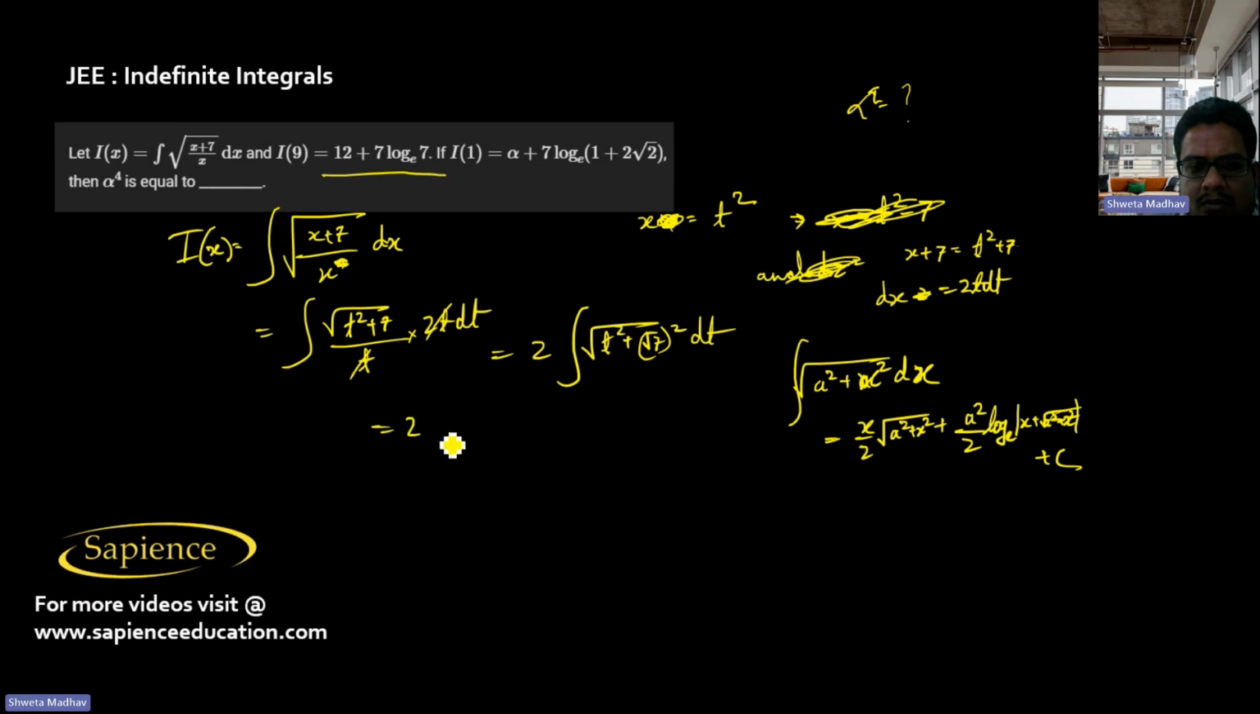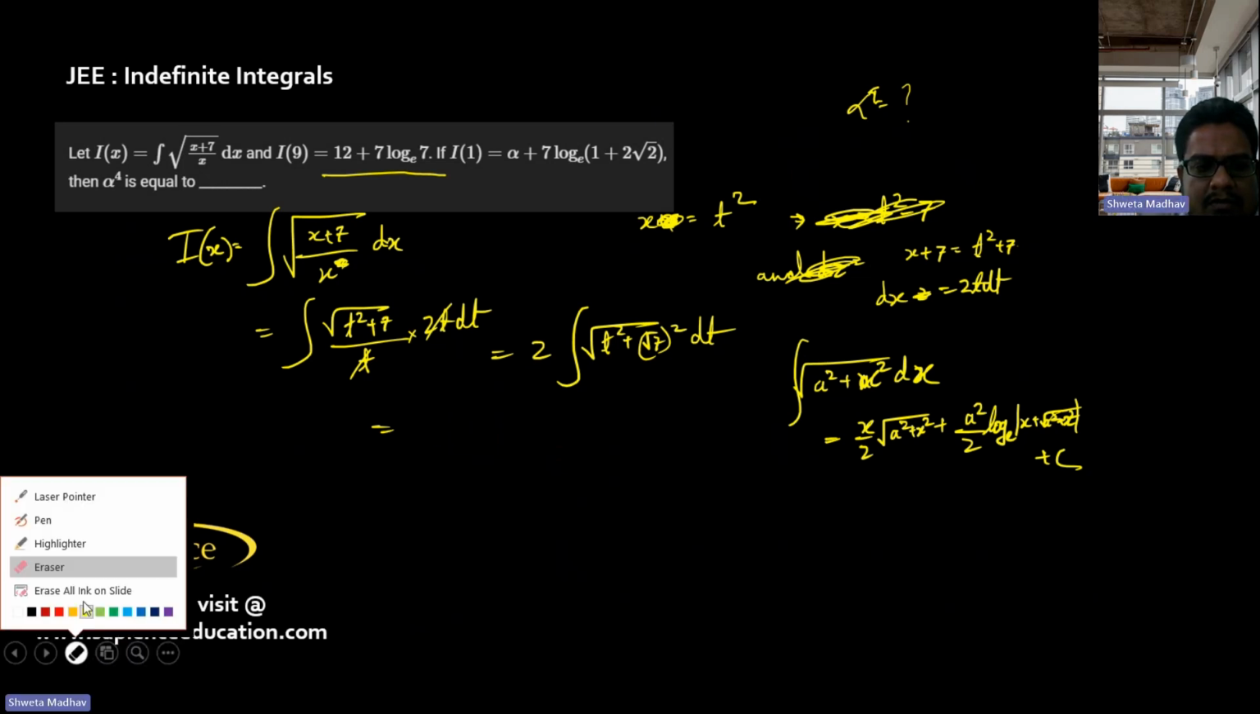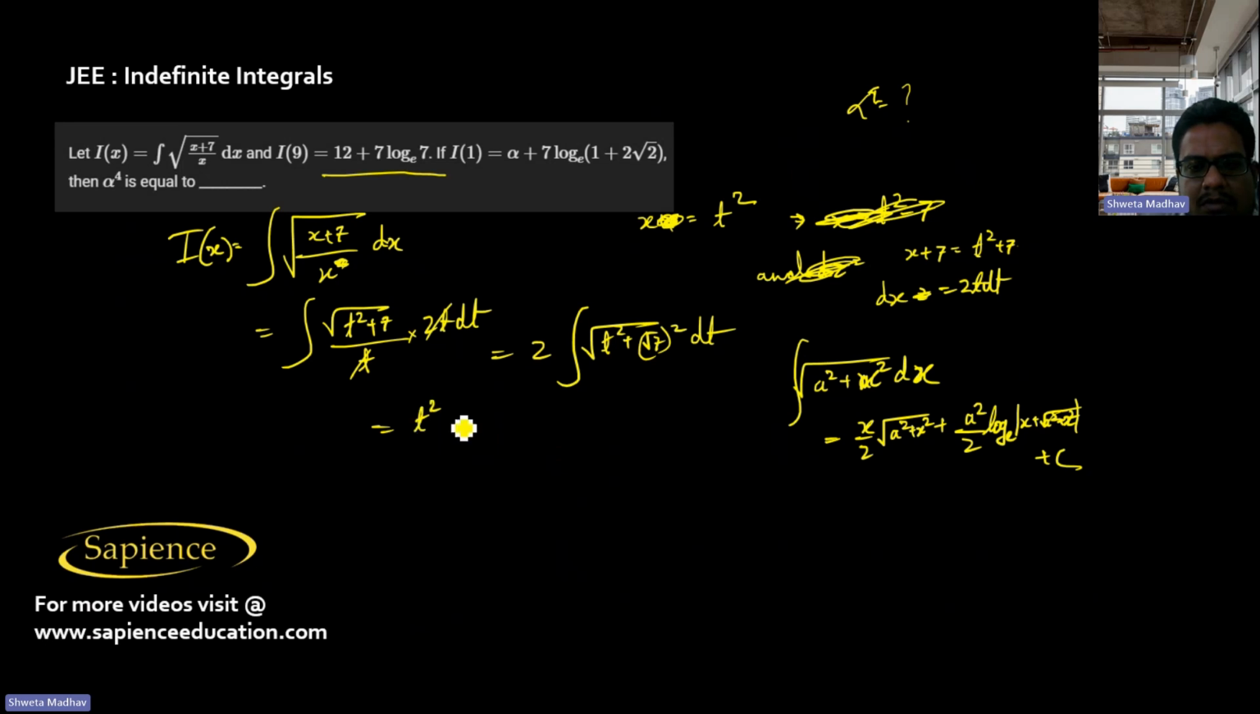So here also you can write 2 into t square by 2, sorry, it's t by 2. So t into root over t square plus 7, plus 7 by 2, so into 2, so 7 log base e mod of t plus root over t square plus 7, plus c. This will come.